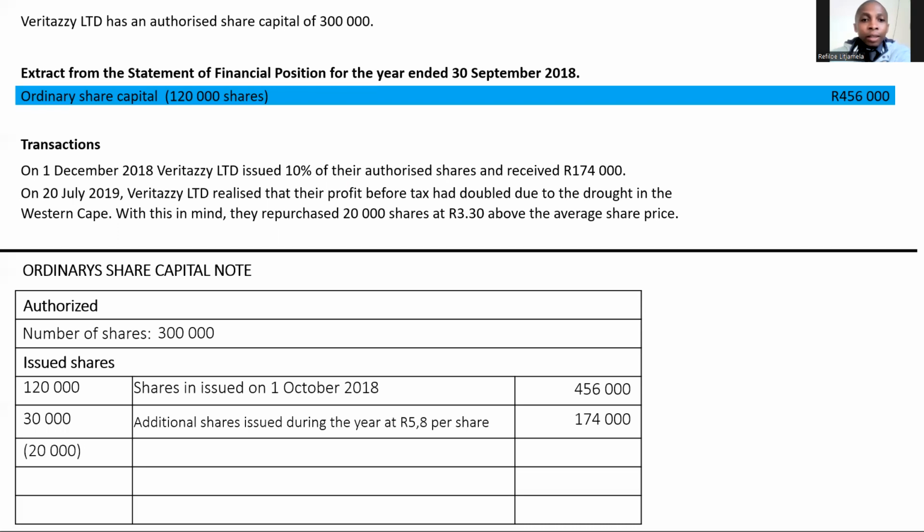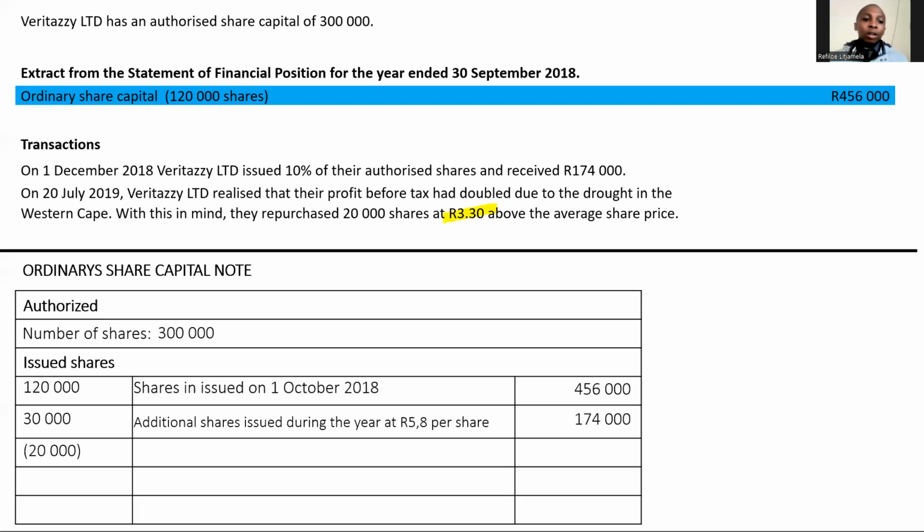And then this comes from the fact that they said here on the 20th of July, Veritas Limited realized that their profits before tax had doubled due to the drought in the Western Cape. With this in mind, they repurchased 20,000 shares at 3 rand 30. I need to specify that 3 rand 30 is simply the price above the average price. So they tell me that we purchased at 3 rand 30 above the average price. This is not the repurchase price. They're telling us that we bought at 330 above average price.